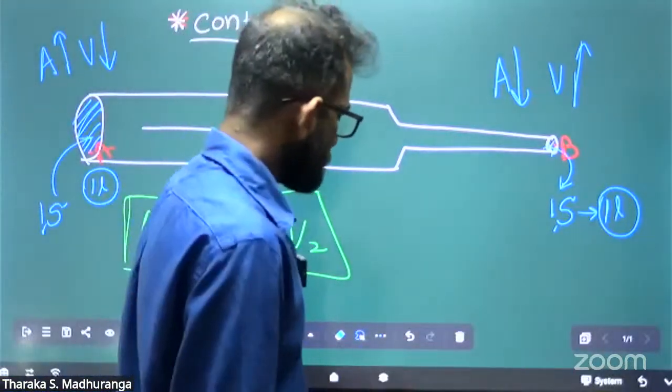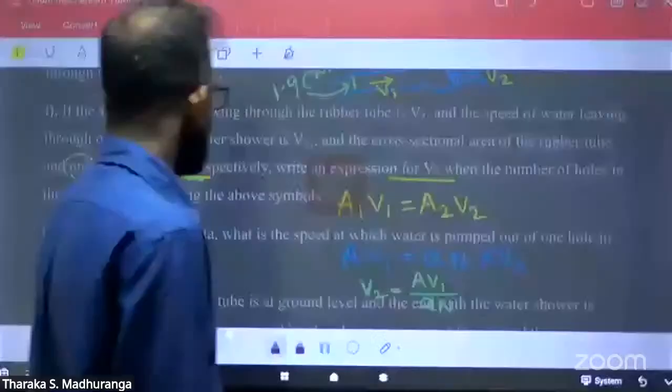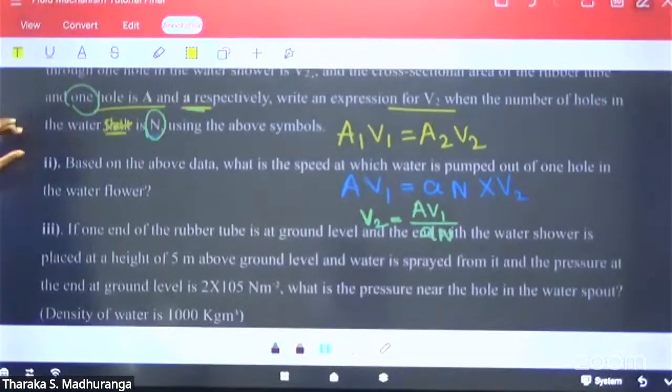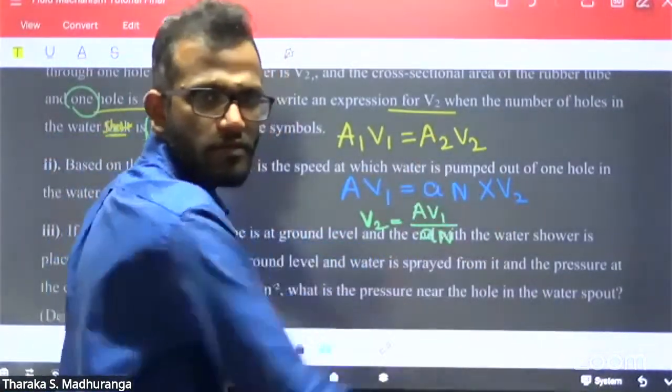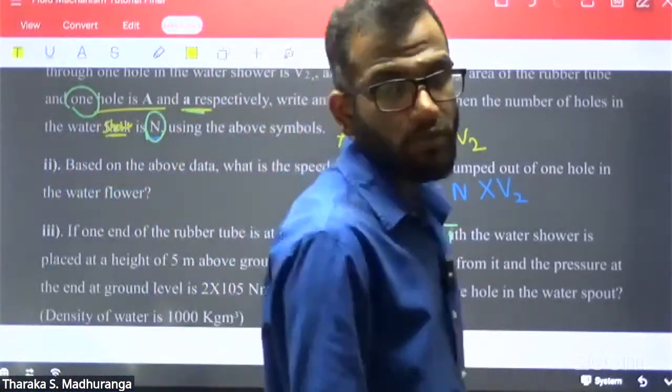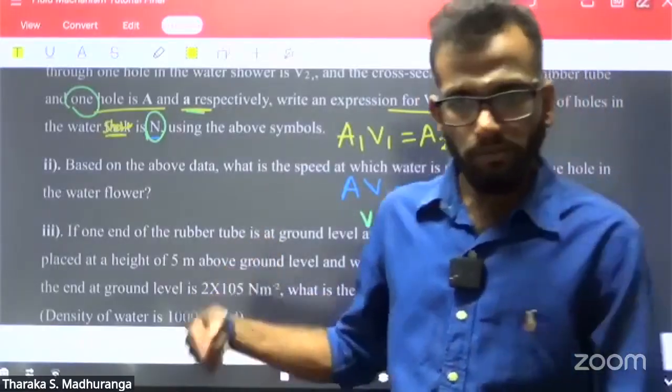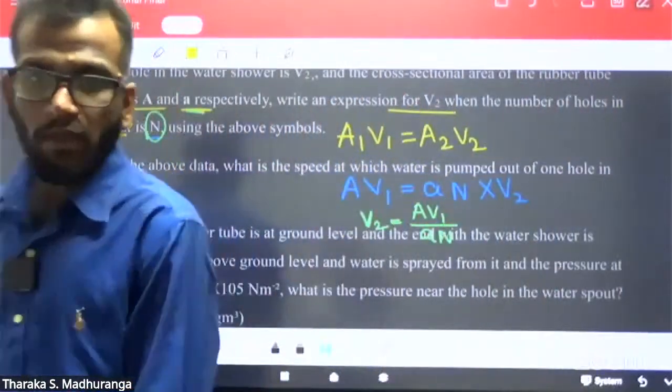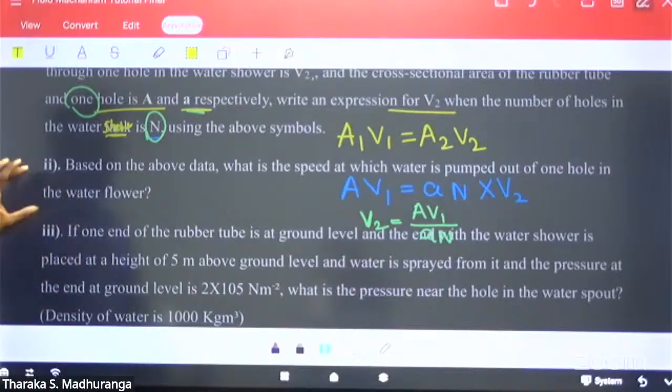Okay. Go to question number 2. The first part is completed. This is the answer. Again, if you have not downloaded the paper, go to the website, go to the 3 months program and download the paper, this paper.